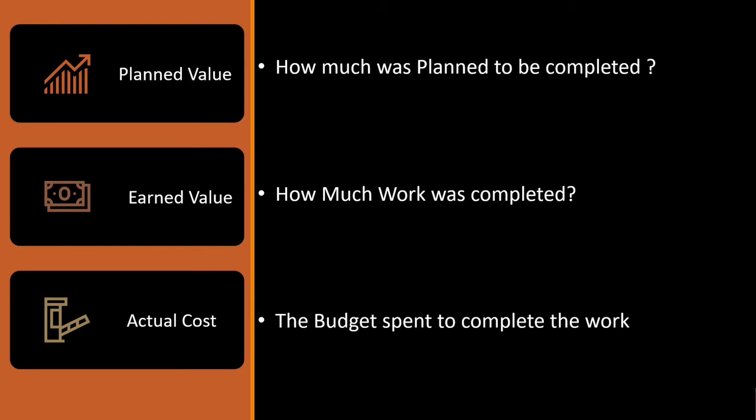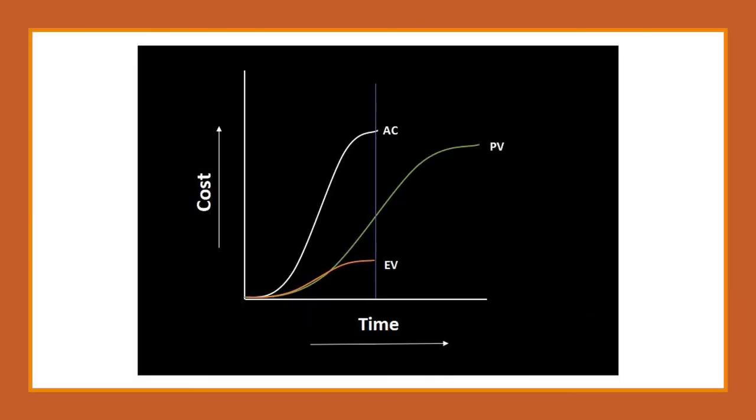Don't worry if these parameters sound complicated. We will be solving an example together to understand these key terms. But first, let's visit the S curve of a project. This is what an S curve of a project looks like. You have cost on the y-axis and time on the x-axis.